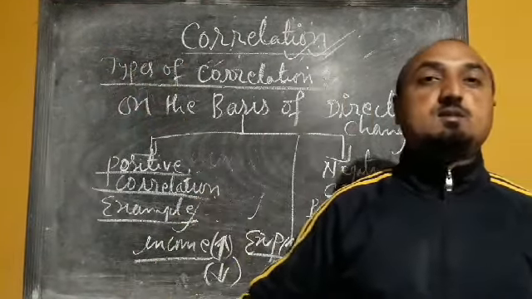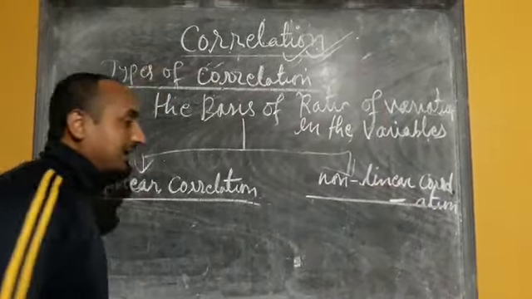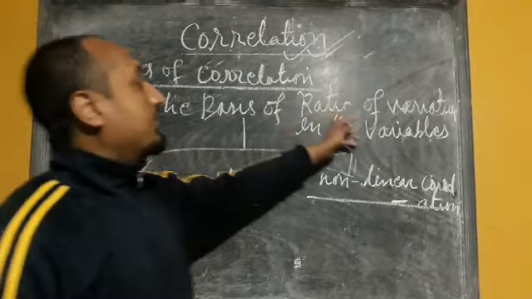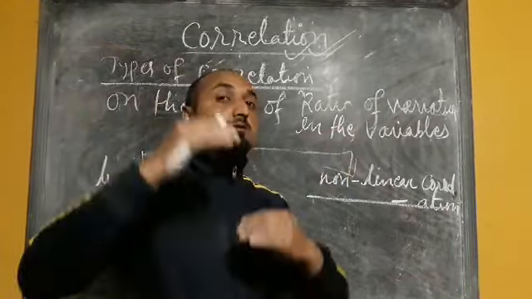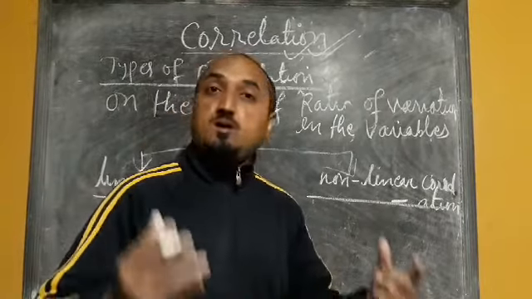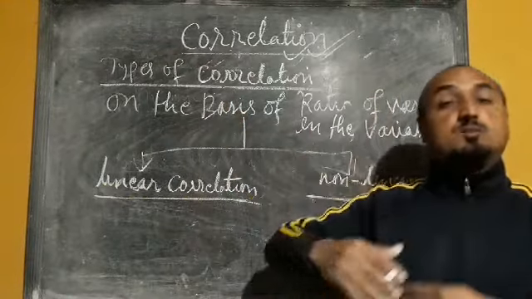Now we will discuss the next type. The next category of correlation is classified on the basis of the ratio of variation in the variables, that is, how the two variables are varying in terms of ratio.